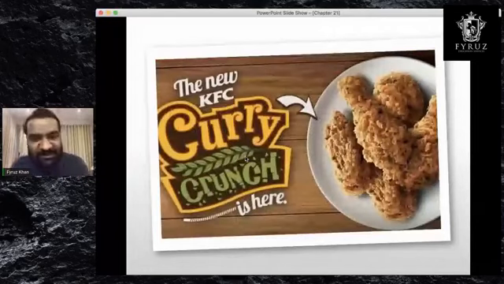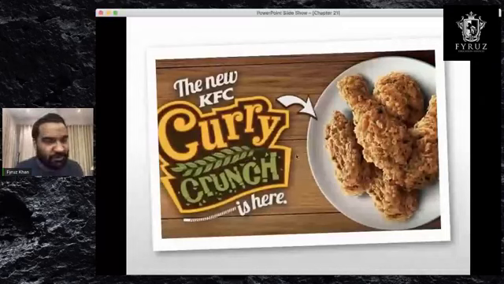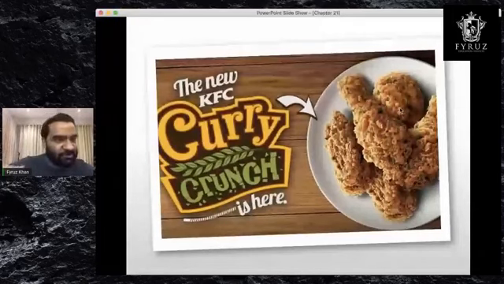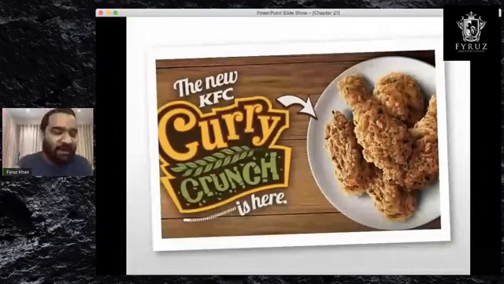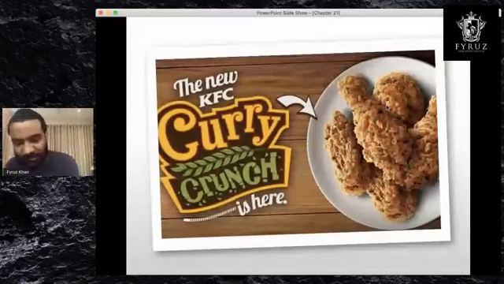Then KFC's ad, look at this curry crunch. Curry is not an American concept, it's a South Asian concept. And they've invented the chicken fry which has a curry flavor. So they are trying to Indianize the brand. This is global localization.